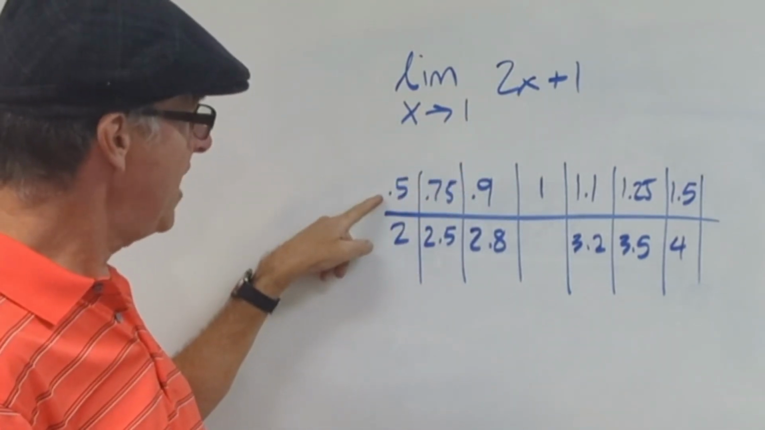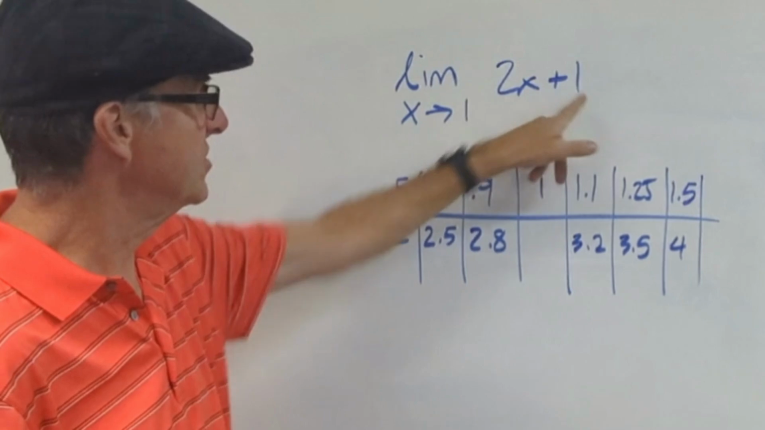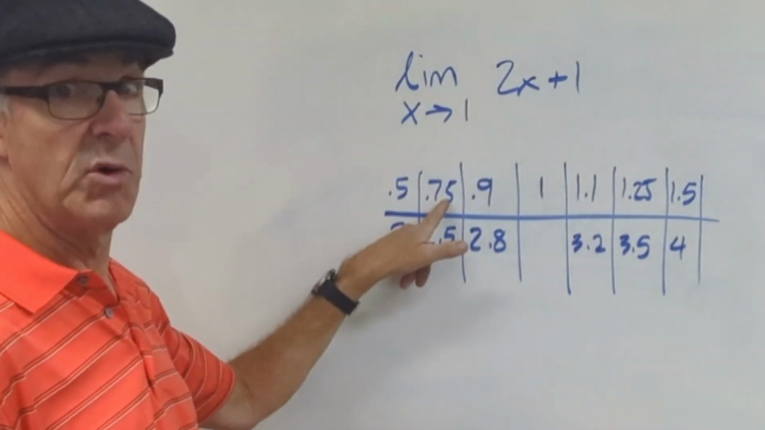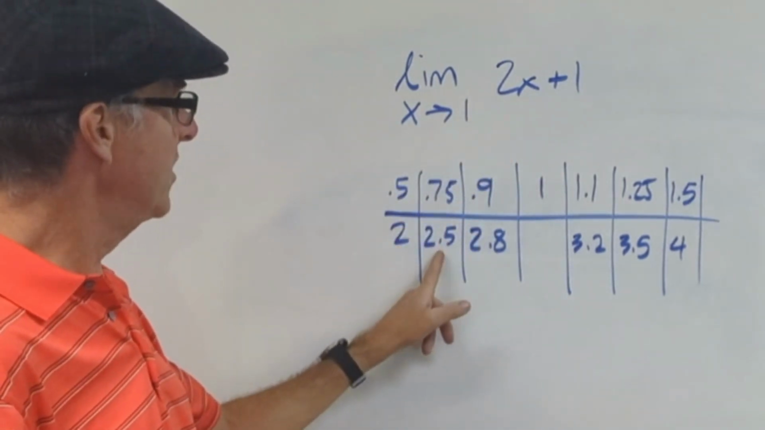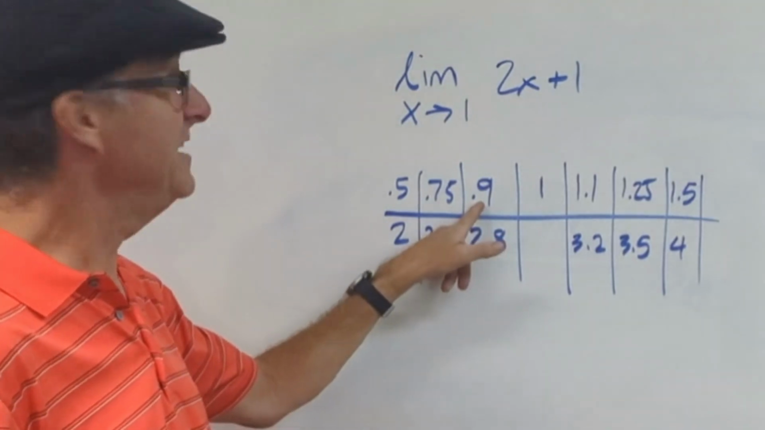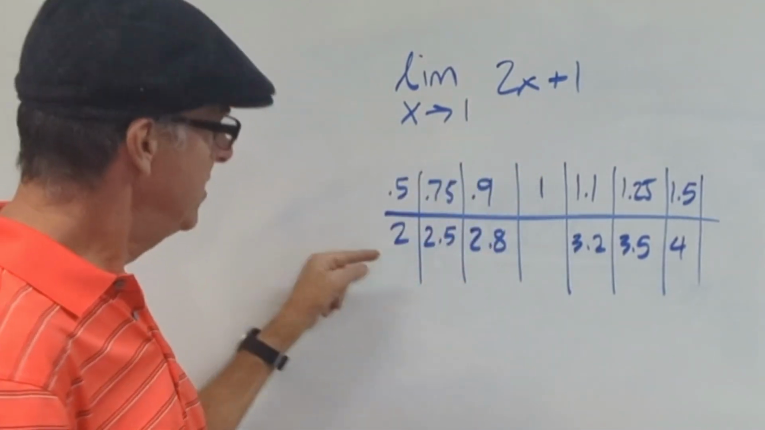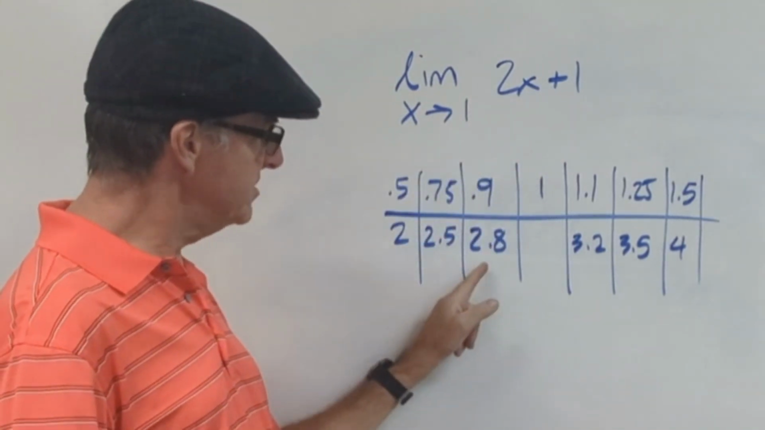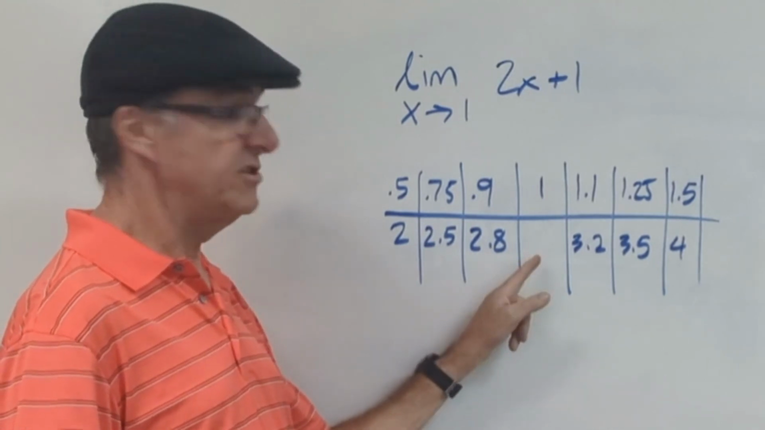So I put in 0.5, I get 2. 0.5 into my function gives me 2. Then I put in 0.75, and that gives me 2.5. I'm going to try 0.9 into my function, I get 2.8. So you can see, it looks like I'm getting closer and closer maybe to 3.